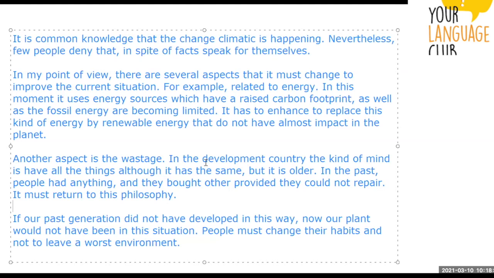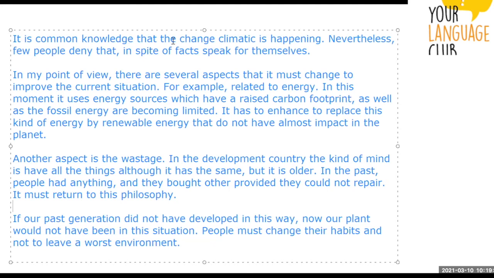"It is common knowledge that the change climactic is happening." What's wrong with that sentence? Change climactic? "It is common knowledge" is correct. Sorry, I think my connection's a bit unstable. So "it is common knowledge" is correct. That's a great way to start.